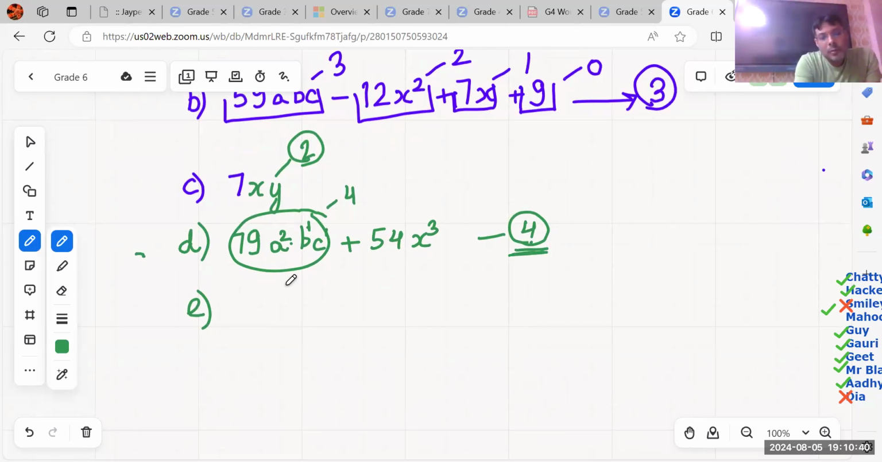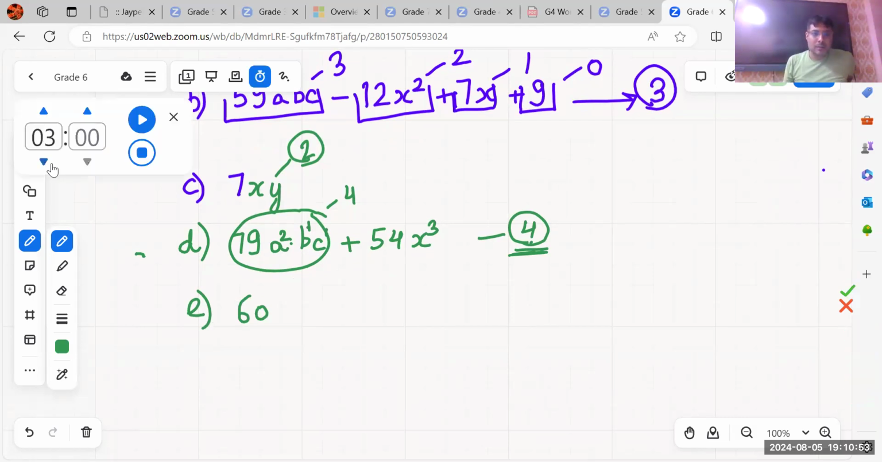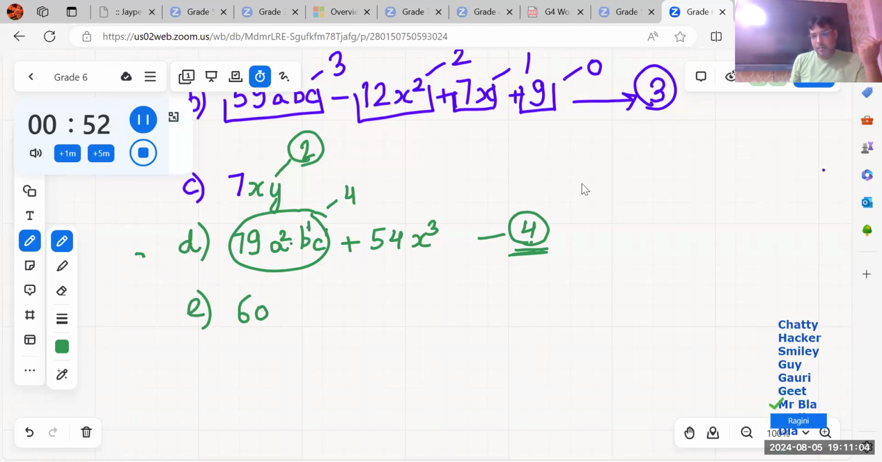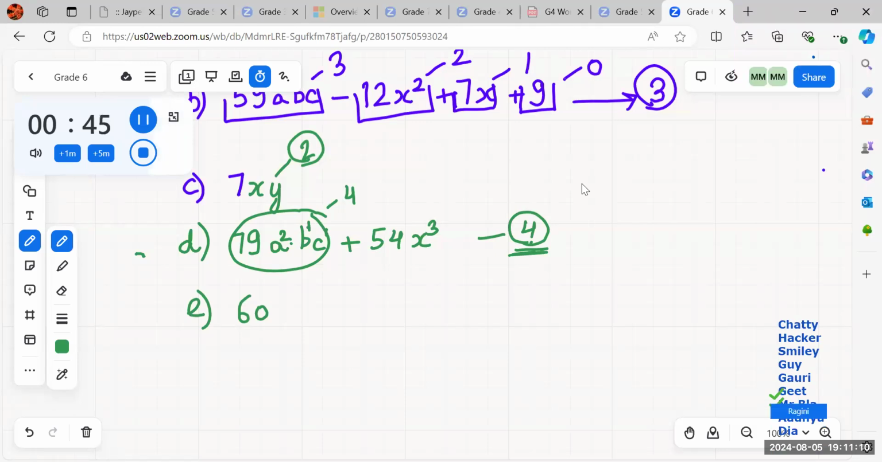Now, what is the degree of 60? So everyone give the answer. One second question. What is the degree of 60? Quickly give the answer. You said one second. Yes. So, one second question. I sent.